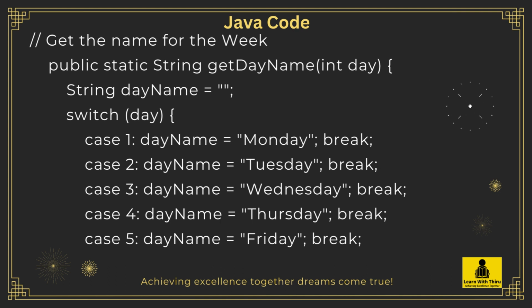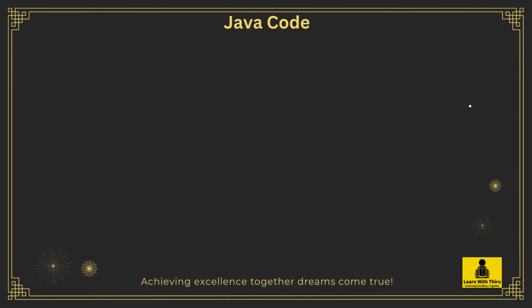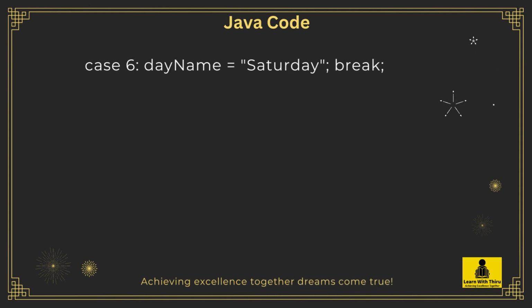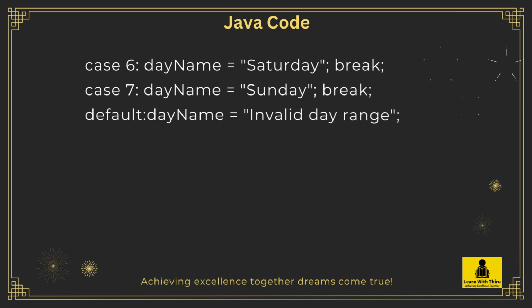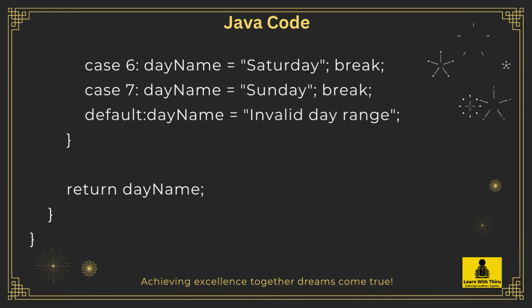Case 5: dayName equals Friday, break. Case 6: dayName equals Saturday, break. Case 7: dayName equals Sunday, break. Default: dayName equals "Invalid day range". Closing curly bracket. Return dayName.